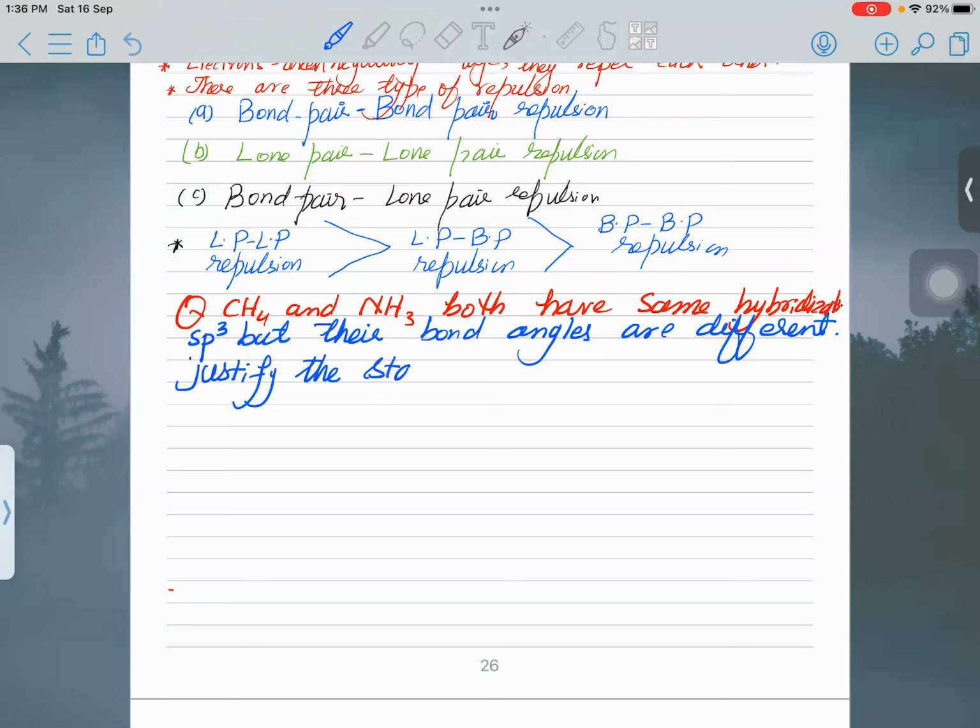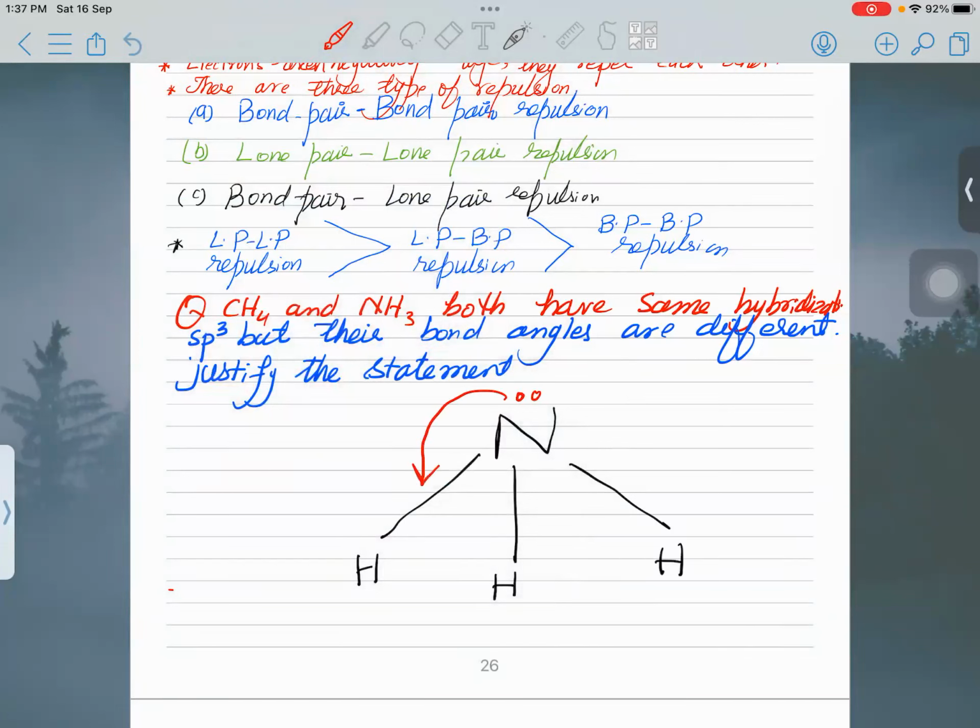Can anyone tell me why? Because NH3 also has a lone pair. So lone pair repulsion is greater, right? Now look here. This is ammonia. Here we have a lone pair. This lone pair repels these bond pairs, so the angle shrinks and becomes 107. One lone pair has the tendency to reduce the angle by 2.5.